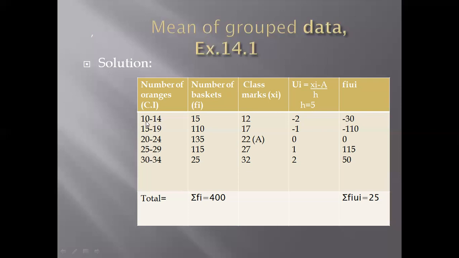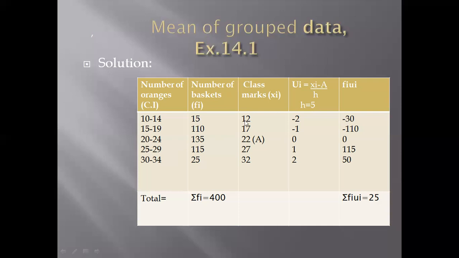That means 10 and 14 both include in this particular class interval. Similarly, 15 and 19 both are included in this class interval. 20 to 24 are included in this class interval. 25 to 29 are included in this class interval. 30 to 34 are included in this class interval. Okay. Now, the second column is frequency, which is already given in the question. So you write it as it is.